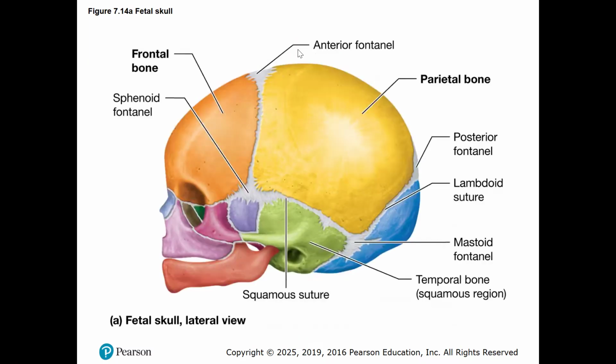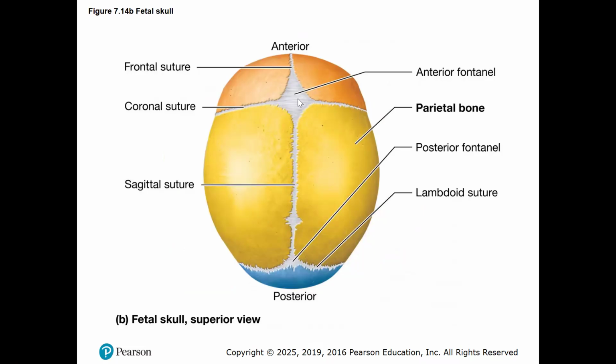So on this lateral view here, you see two of the three main fontanelles. You have this anterior fontanelle here, and you see the mastoid fontanelle here. Remember, mastoid is named for the mastoid process of the temporal bone. Okay. You see the sphenoid fontanelle here. These are the soft spots that are in place until about age 2 for children. This is a very good superior view of the anterior fontanelle.